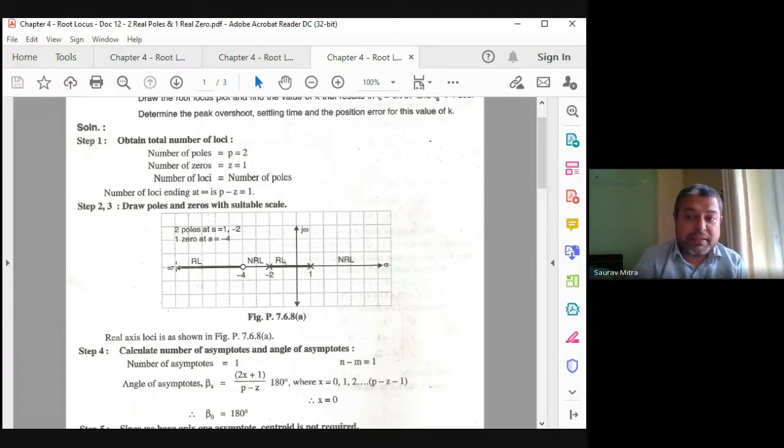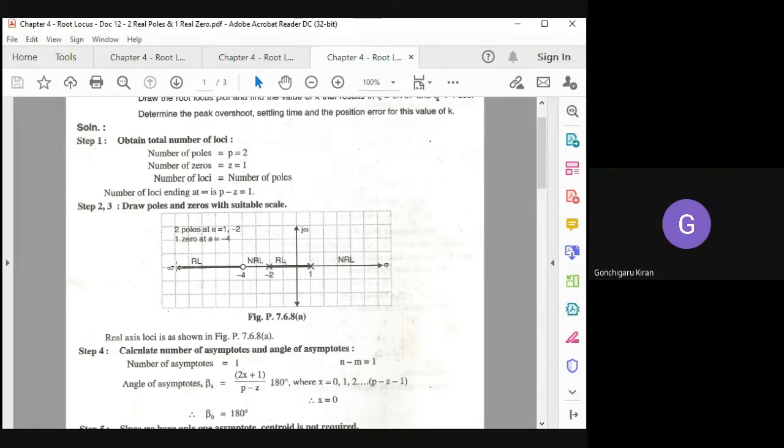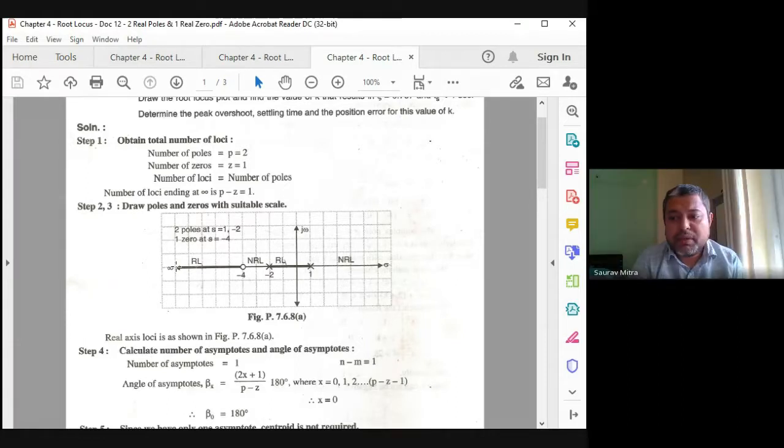Look at its right side. How many total poles and zeros? 3, sir. Even number or odd number? Odd number. That means it will be on root locus. Understood now? Yes.